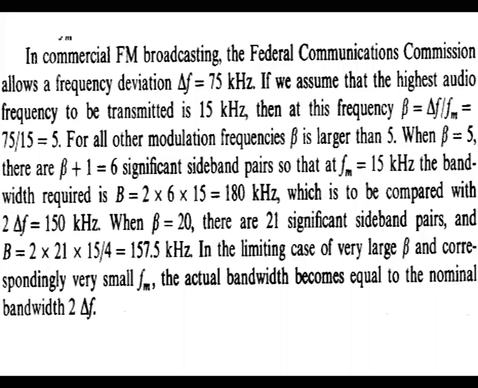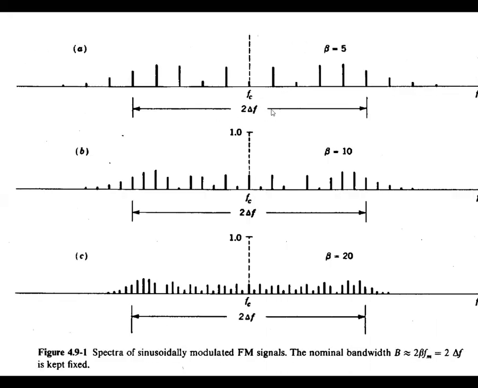Okay, next one. Now that is shown in this graphical evaluation. The bandwidth is 2 into del F, that is the nominal bandwidth. Within the nominal bandwidth, the number of sidebands is provided. When beta is equal to 5, there are 6 sidebands, so n is equal to 6. There are 3 plus 3, 6, plus a carrier.